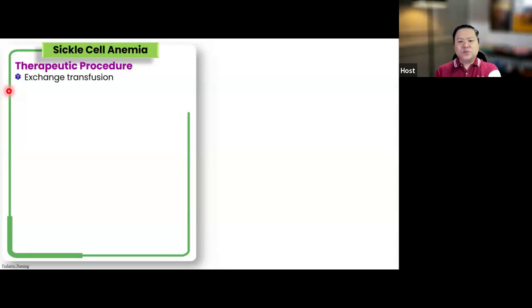Now, another treatment is what we call the hematopoietic stem cell transplant, which is going to be a much more permanent solution for sickle cell disease. However, this is a critical therapeutic procedure where there's a whole lot of neurologic complications that can happen. So there's going to be one-to-one observation for this patient during the treatment.